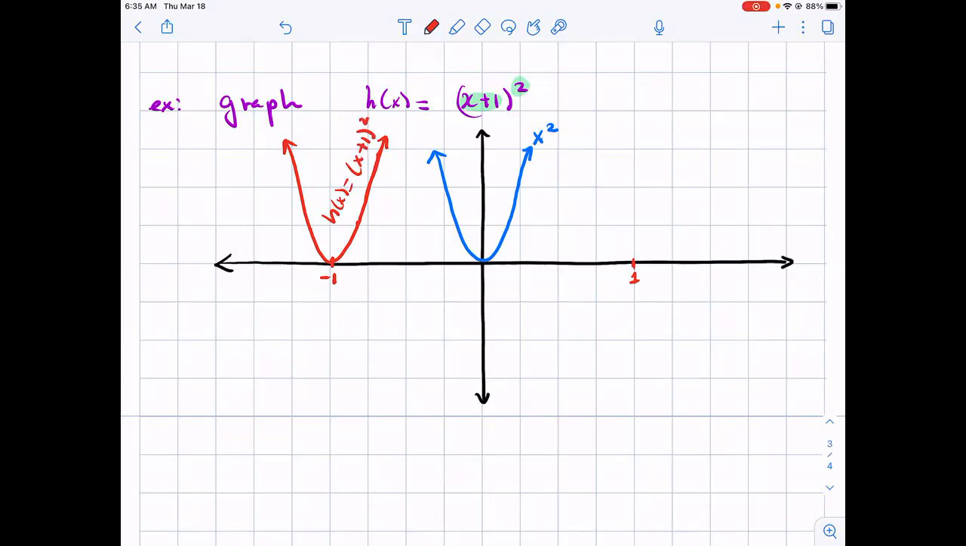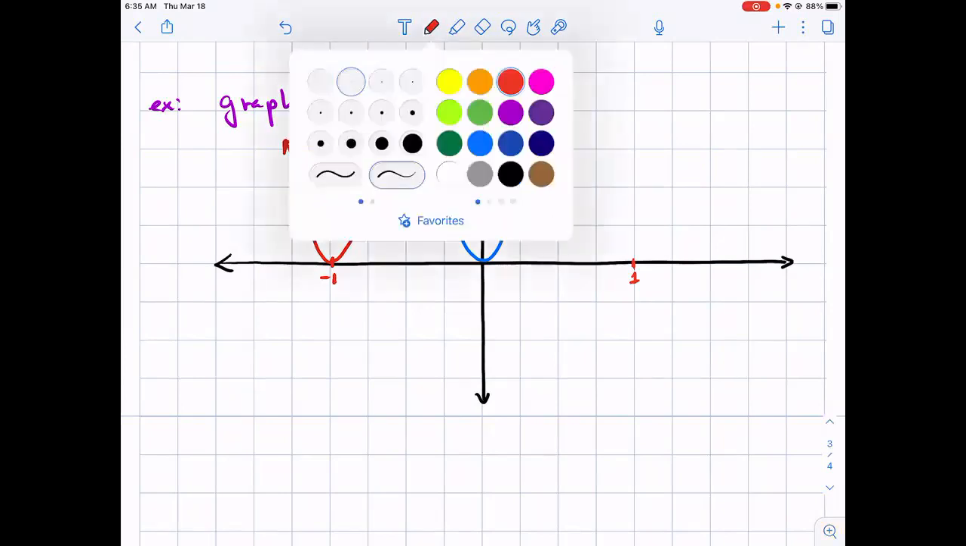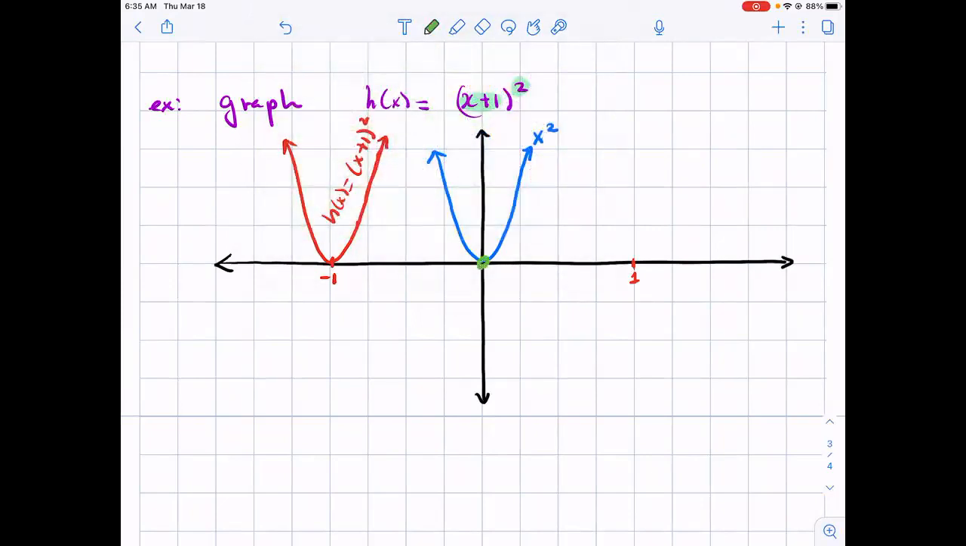So later on, we will see that this point here has transformed to there. And that is called transformation of functions. So it's very similar to x squared, just that the function has moved to the left by 1 unit.